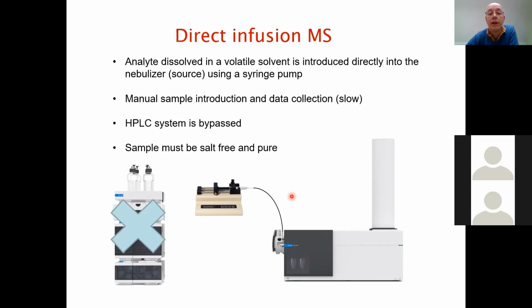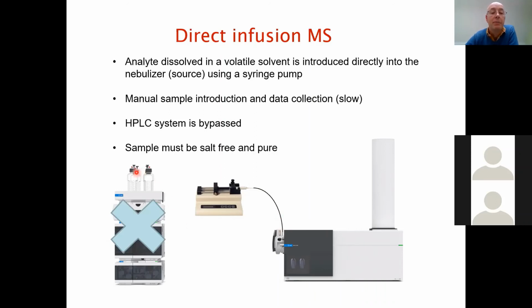You do this using a syringe pump. You have your compound dissolved in a volatile solvent, and it can be introduced at a constant, fairly low flow rate directly into the mass spectrometer. You have to do this manually, so the sample introduction is quite slow. It's quite time consuming. You have to reload the syringe and continually rinse it from sample to sample. Also, the data collection is going to be slow.